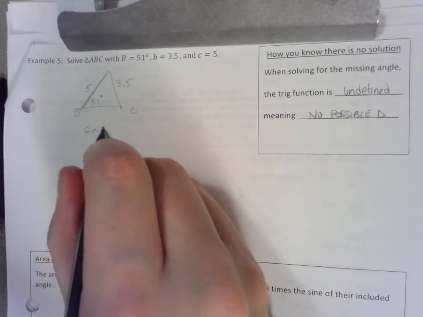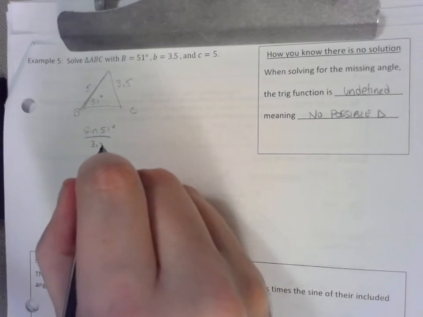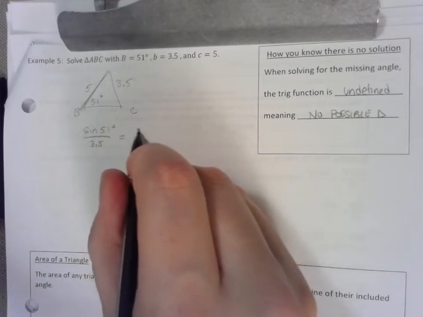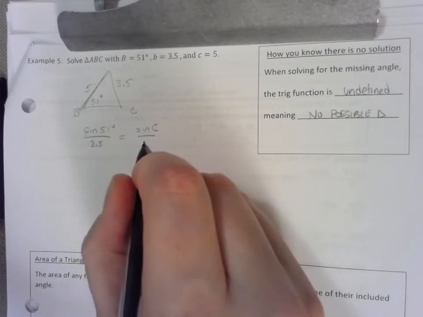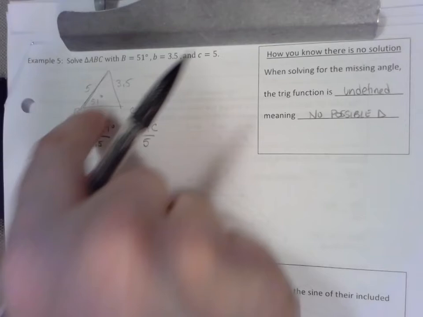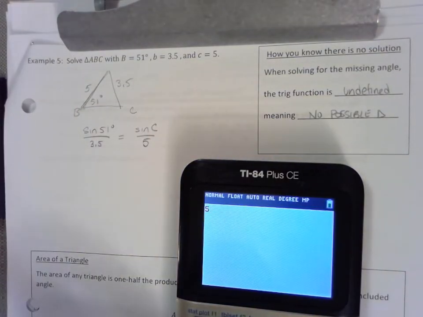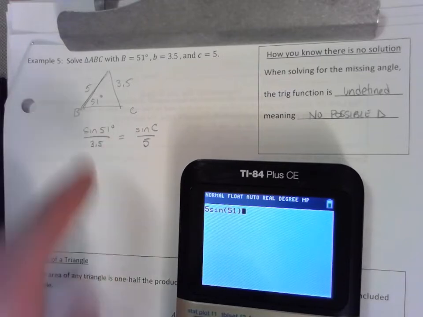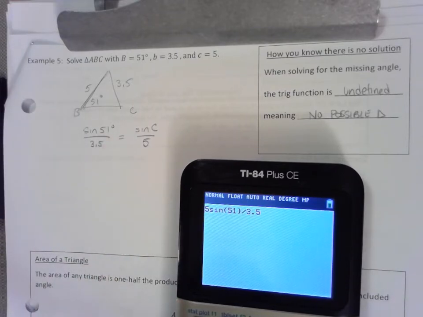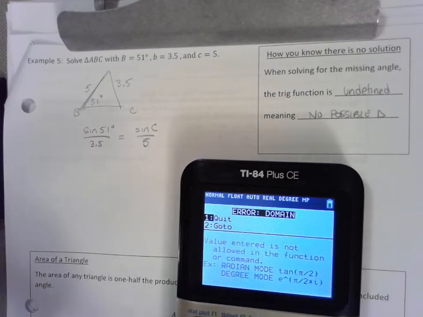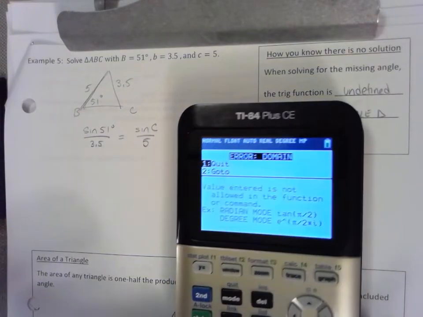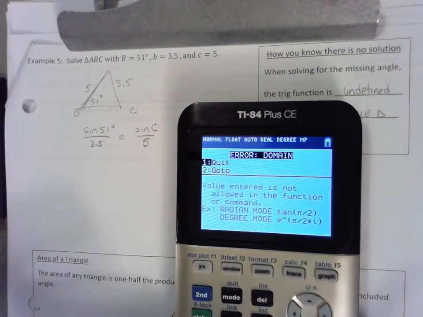Sine of 51 degrees divided by 3.5 is equal to the sine of angle C divided by 5. Cross multiply, divide. Here we go. 5 sine 51 divided by 3.5, 1.11. This is equal to the sine of C. Let's take the sine inverse. What happens? Error domain. The value entered is not allowed in the function.